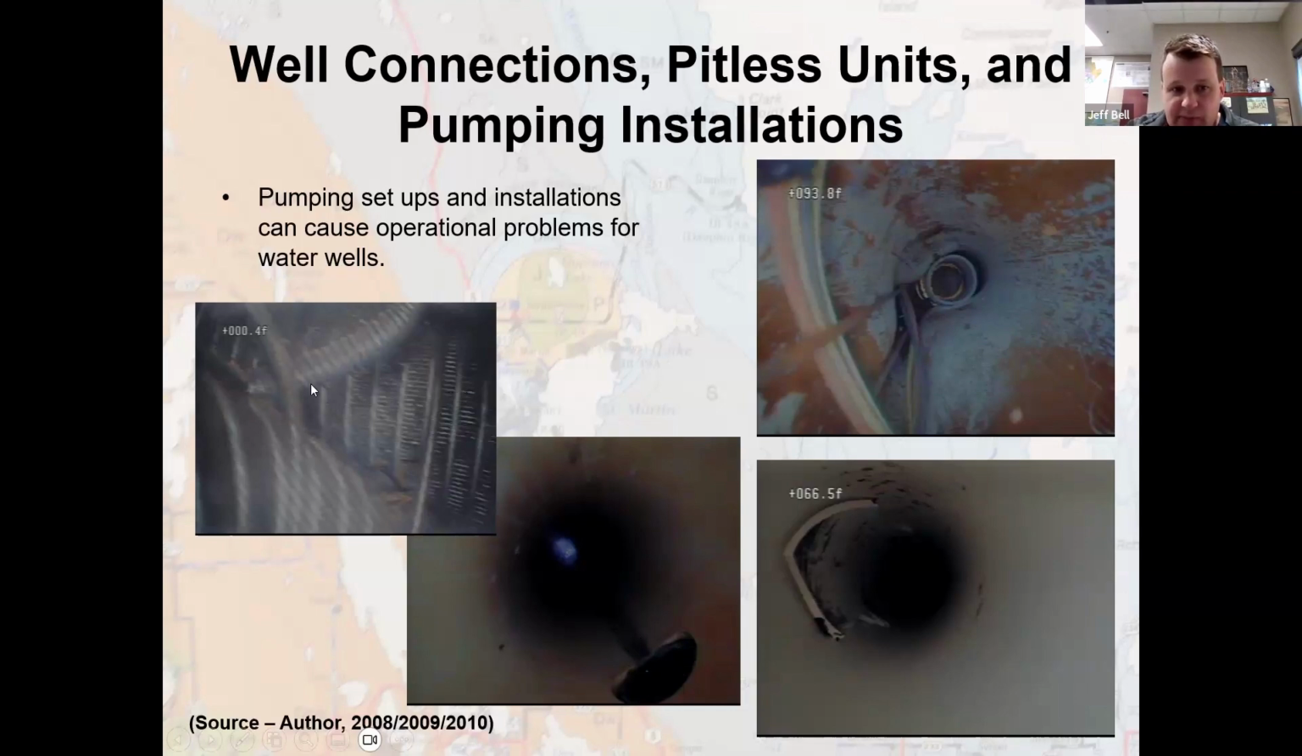This picture up here looks like a bomb has gone off in this well here. This is a 13-inch diameter submersible pump where the drop pipe failed due to lack of maintenance, and the drop pipe fell 150 feet into the bottom of the well and exploded the screen. So maintenance is a huge issue for these things.